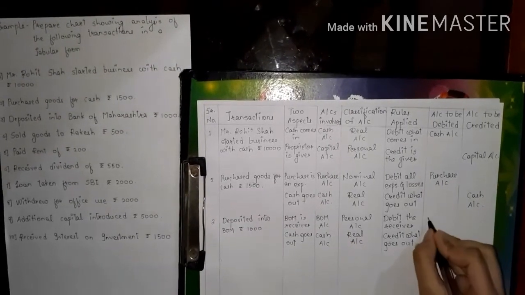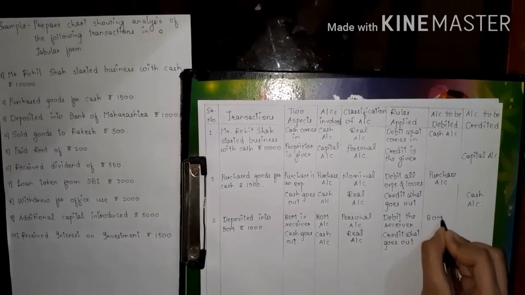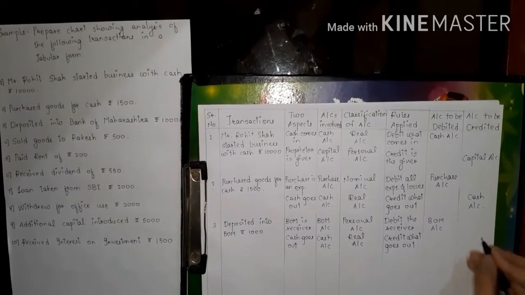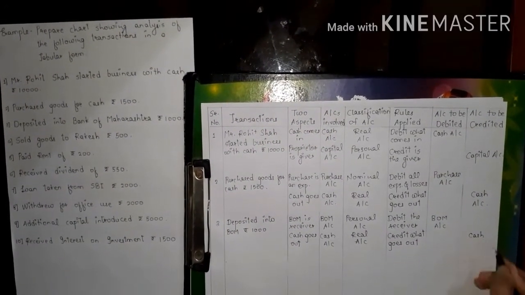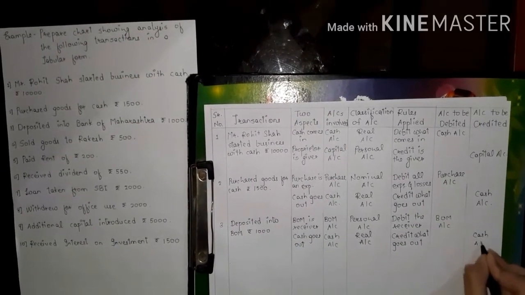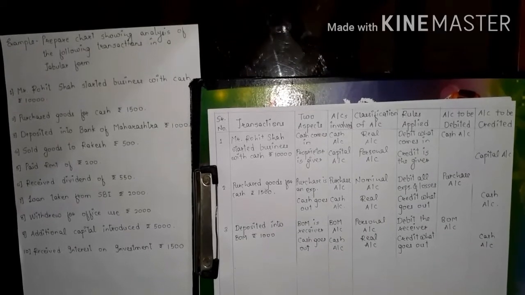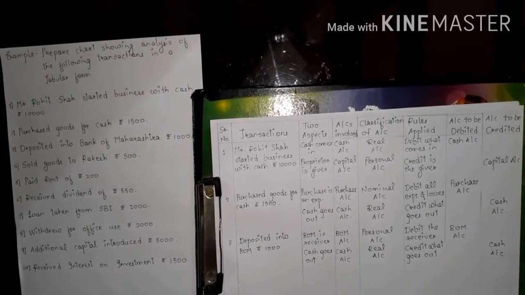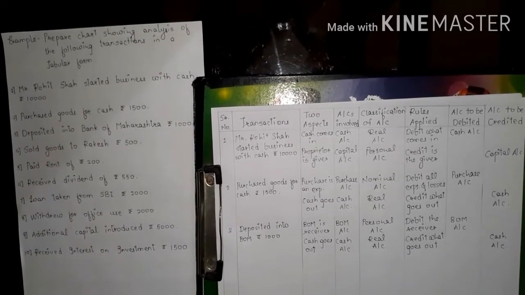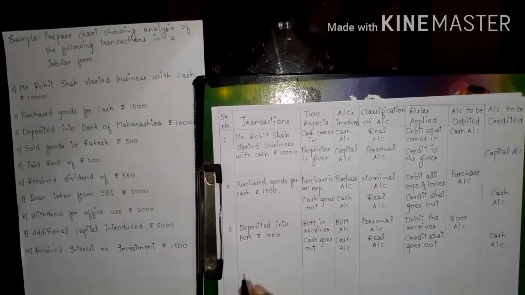Now we will see which account is debited. Bank of Maharashtra account is debited as it is the receiver of the cash, and cash account is credited as cash has gone out and is being deposited into the bank. Okay, this is how the third transaction also works. Let's see the fourth. Sold goods to Rakesh rupees 500.